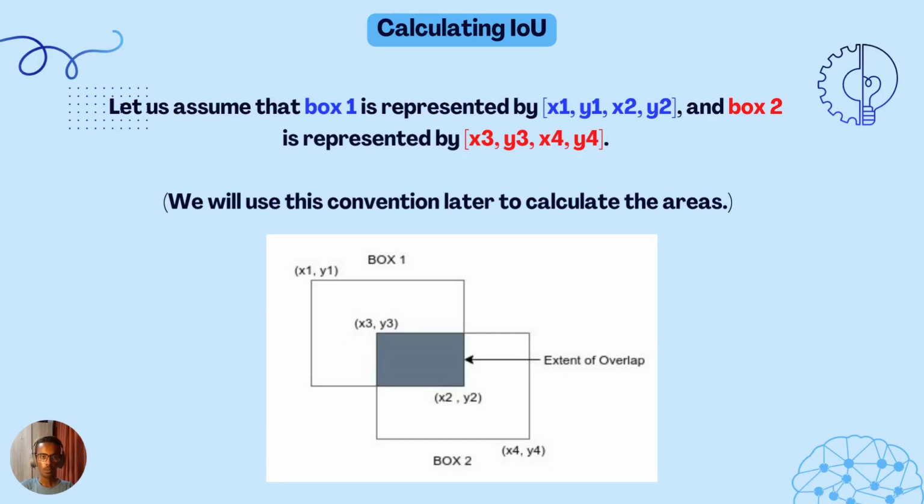So how do we calculate the IOU between two boxes? Let us assume that box 1 is represented by the coordinates x1, y1, x2, and y2, and box 2 is represented by the coordinates x3, y3, x4, and y4. I've used different colors to represent the two boxes' coordinates, and we will use this convention later to calculate the areas. As you can see from the figure, x1 and y1 are the top left corner of box 1, and x2 and y2 are the bottom right corner of box 1, and x3, y3 and x4, y4 are the top left and bottom right corners of box 2 respectively.